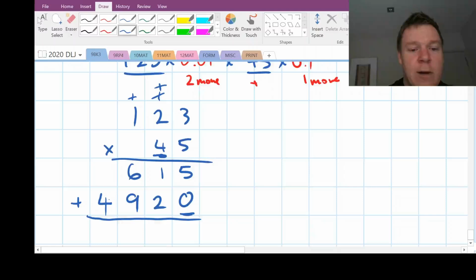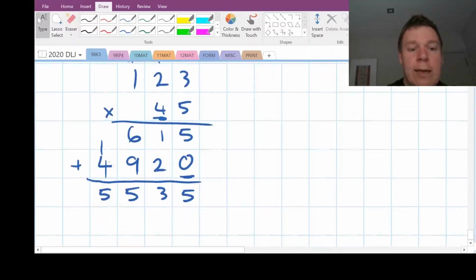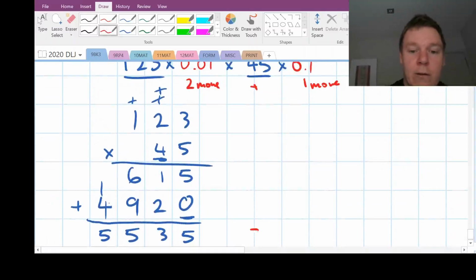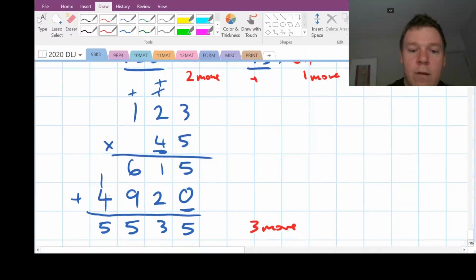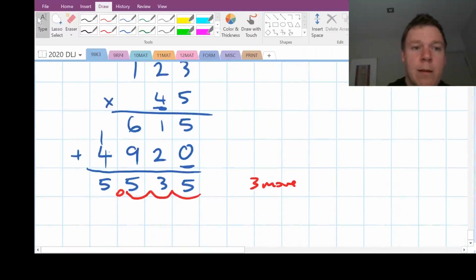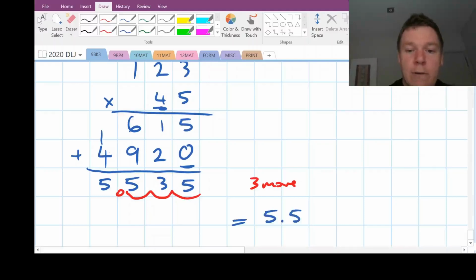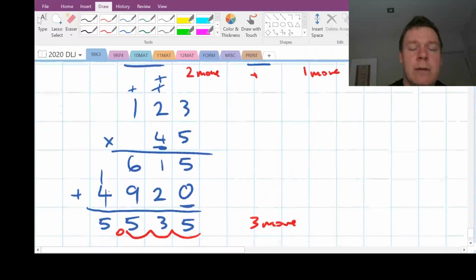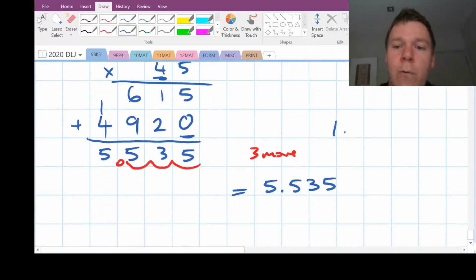And then we add them up. 5 plus 0 is 5. 1 plus 2 is 3. 6 plus 9 is 15. Carry the 1 over. 4 plus 1 is 5. And then we have got 3 moves. So 1, 2, 3. Our decimal point's going to line up there. So our final answer is 5.535. And if you think back to our original problem, we've got 1.23 times 4.5.